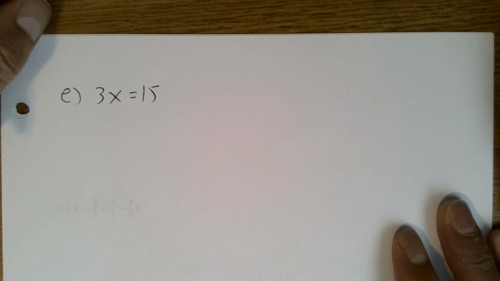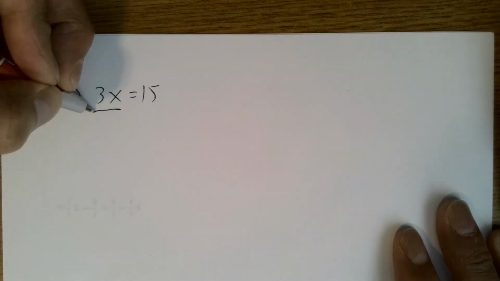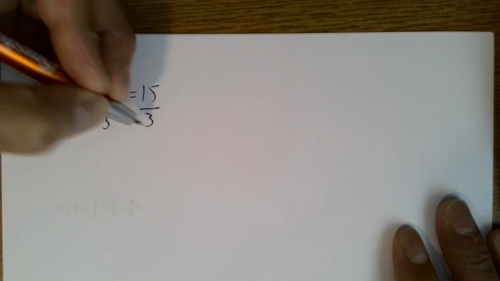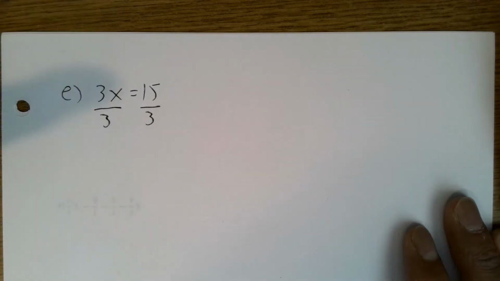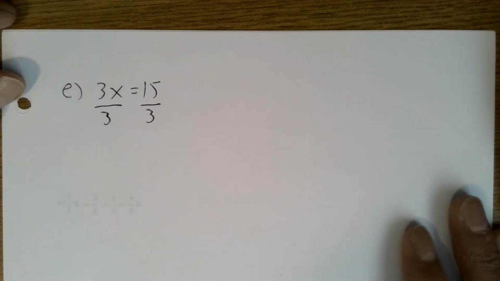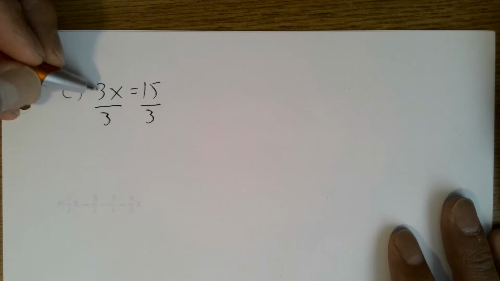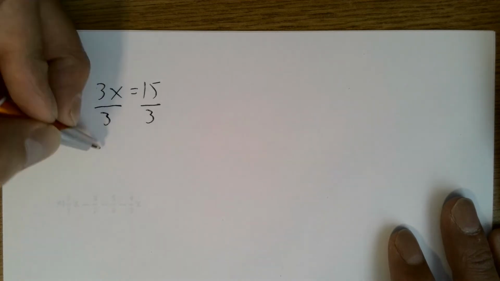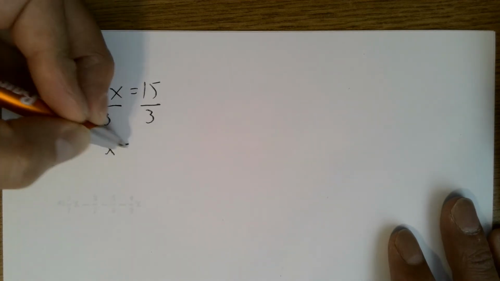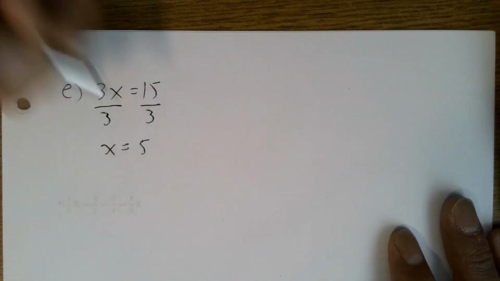There's a couple ways you can do this. You can write a little division sign. I always write it as a fraction, because that's what you're going to see for the rest of high school. You don't need to write it that way, but you do need to be used to seeing it this way. 3 divided by 3 is 1, so I'm left with 1x, which is just x. 15 divided by 3 is 5.